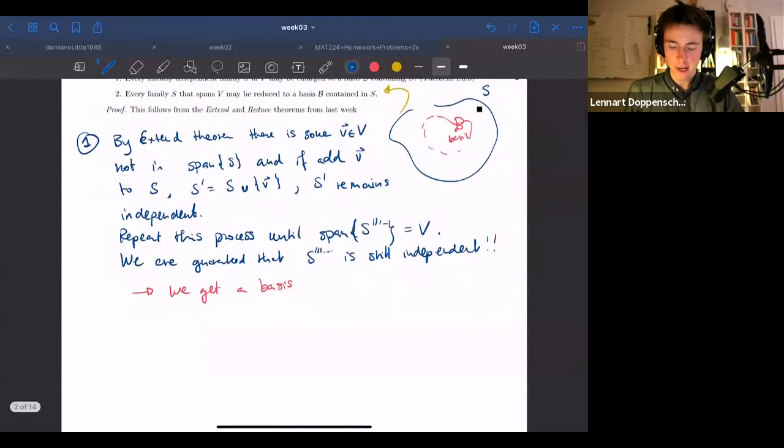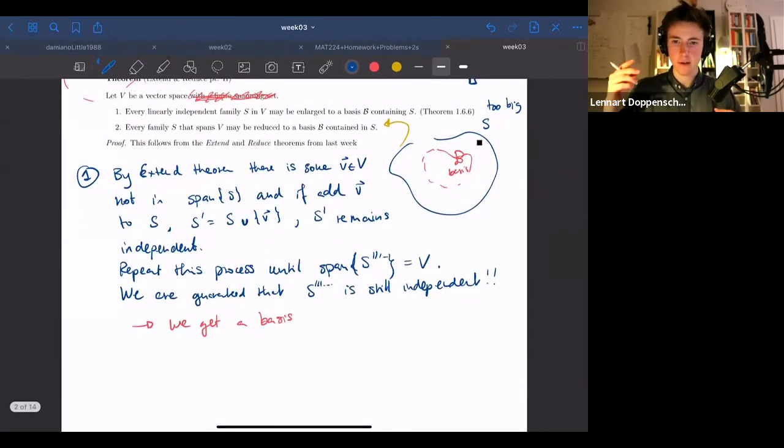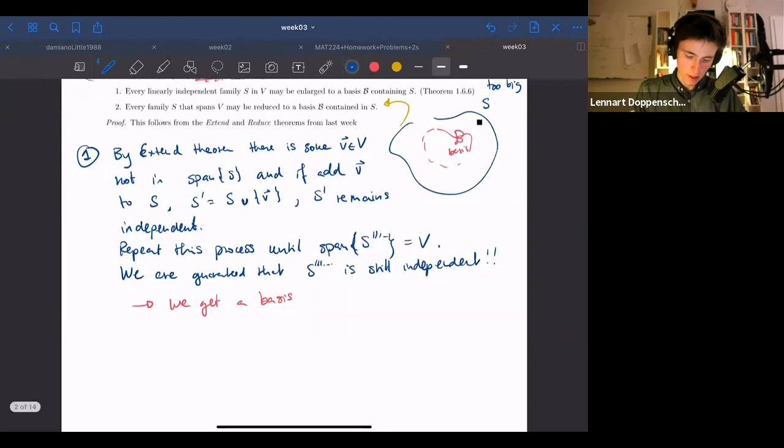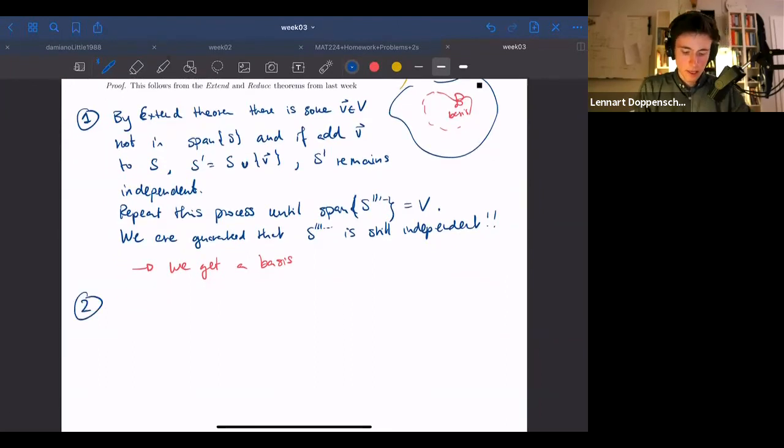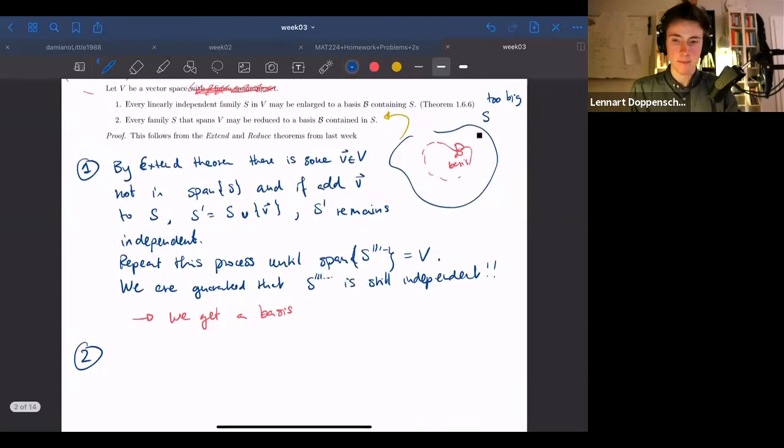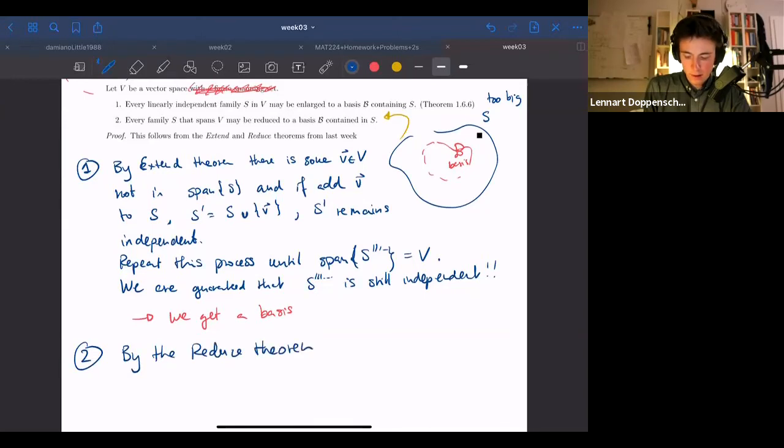So let's do the second one. It's kind of the same idea, just upside down. Now we have too many vectors and we need to cut down the things we don't need. So the second one is that now we indicate that the family spans V, but it might not be independent. Well, if it is independent, then there's nothing to do and it is a basis. By the reduced theorem, there's some vector Vj in S.